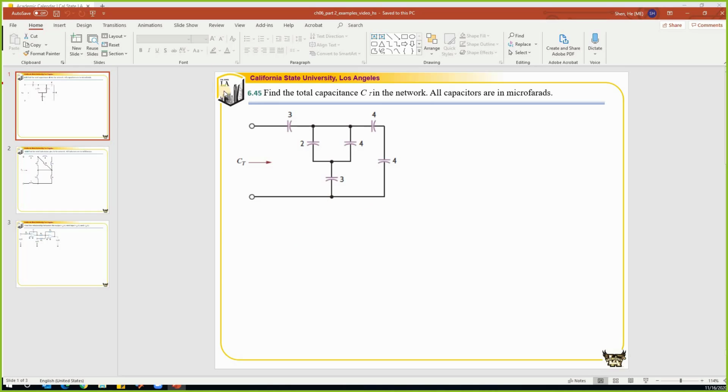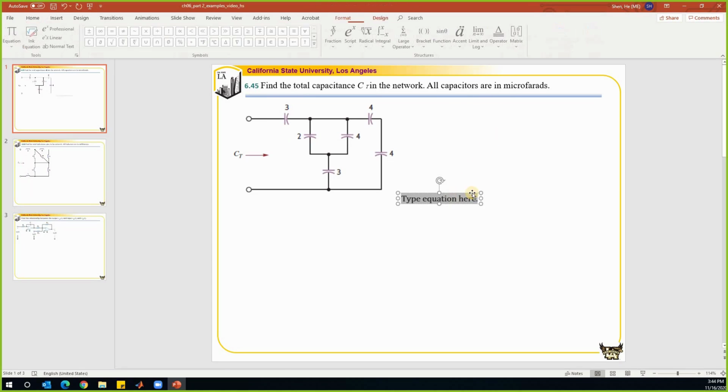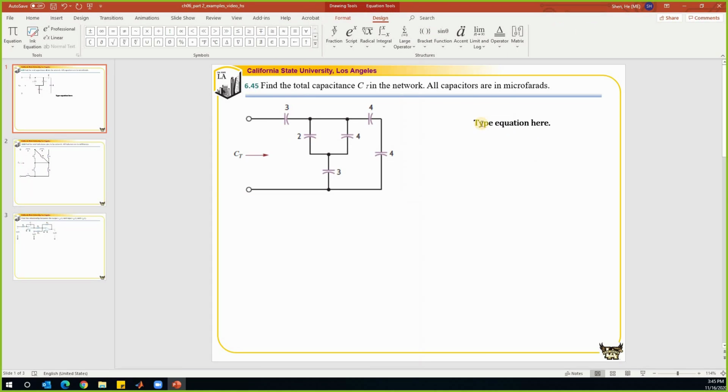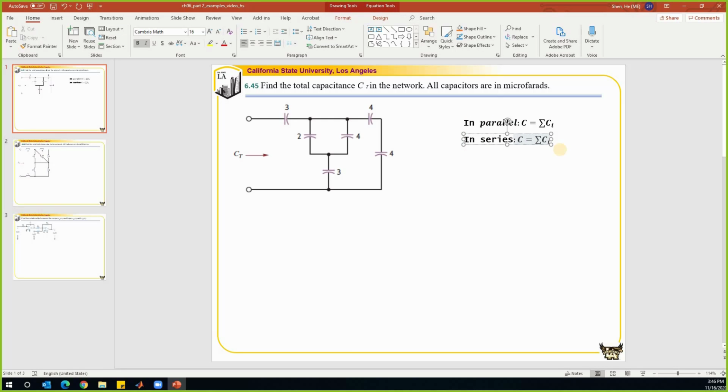The first example is to simplify this capacitor network. Let's have a quick review of how to simplify the resistor network. If we have capacitors in parallel, the total capacitance will be equal to the summation of capacitance of all these capacitors. Let's call them Ci. And if in series, then 1 over C is equal to the summation of 1 over Ci's. We'll just use this conclusion to help us to simplify CT.